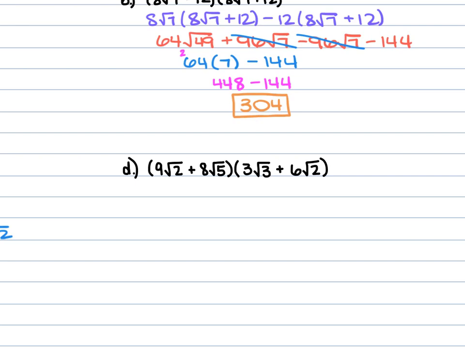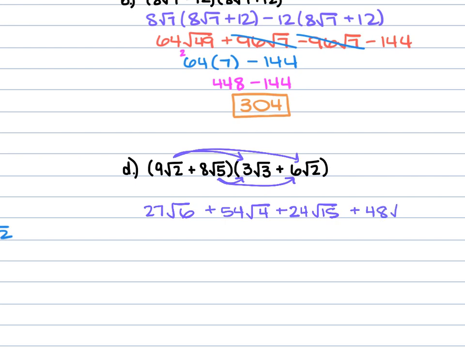For D, we have 9 square root 2 plus 8 square root 5 times 3 square root 3 plus 6 square root 2. So I am going to FOIL 9 square root 2 times 3 square root 3. It's going to give me 27 square root 6. The 9 square root 2 times 6 square root 2 is 54 square root 4. The 8 square root 5 times 3 square root 3 is going to be 24 square root 15. And the 8 square root 5 times 6 square root 2 is 48 square root 10.